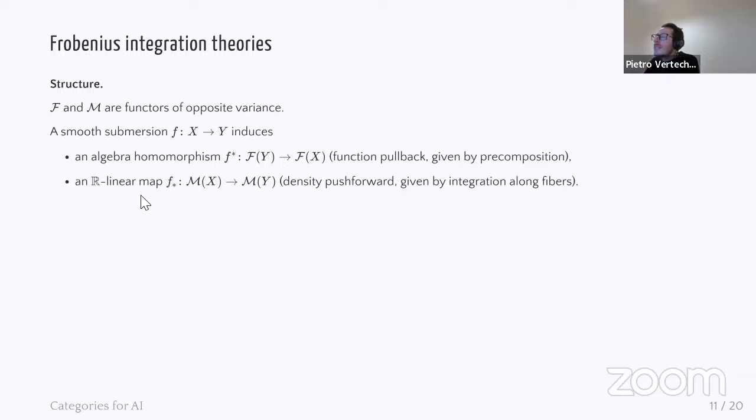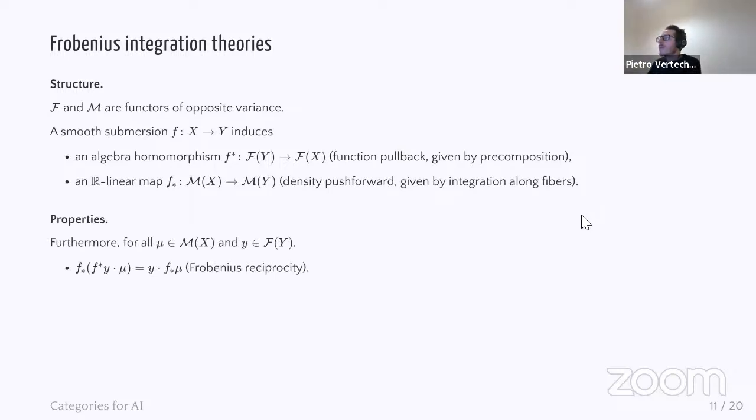But we also get a linear map, F lower star, from M of X to M of Y, which we call the density push forward, and is given by the integration along the fibers of F that I've just discussed. And these two things basically mean that F is a contravariant functor and M is a covariant functor. But that's not all that we can say. They also respect some extra properties.